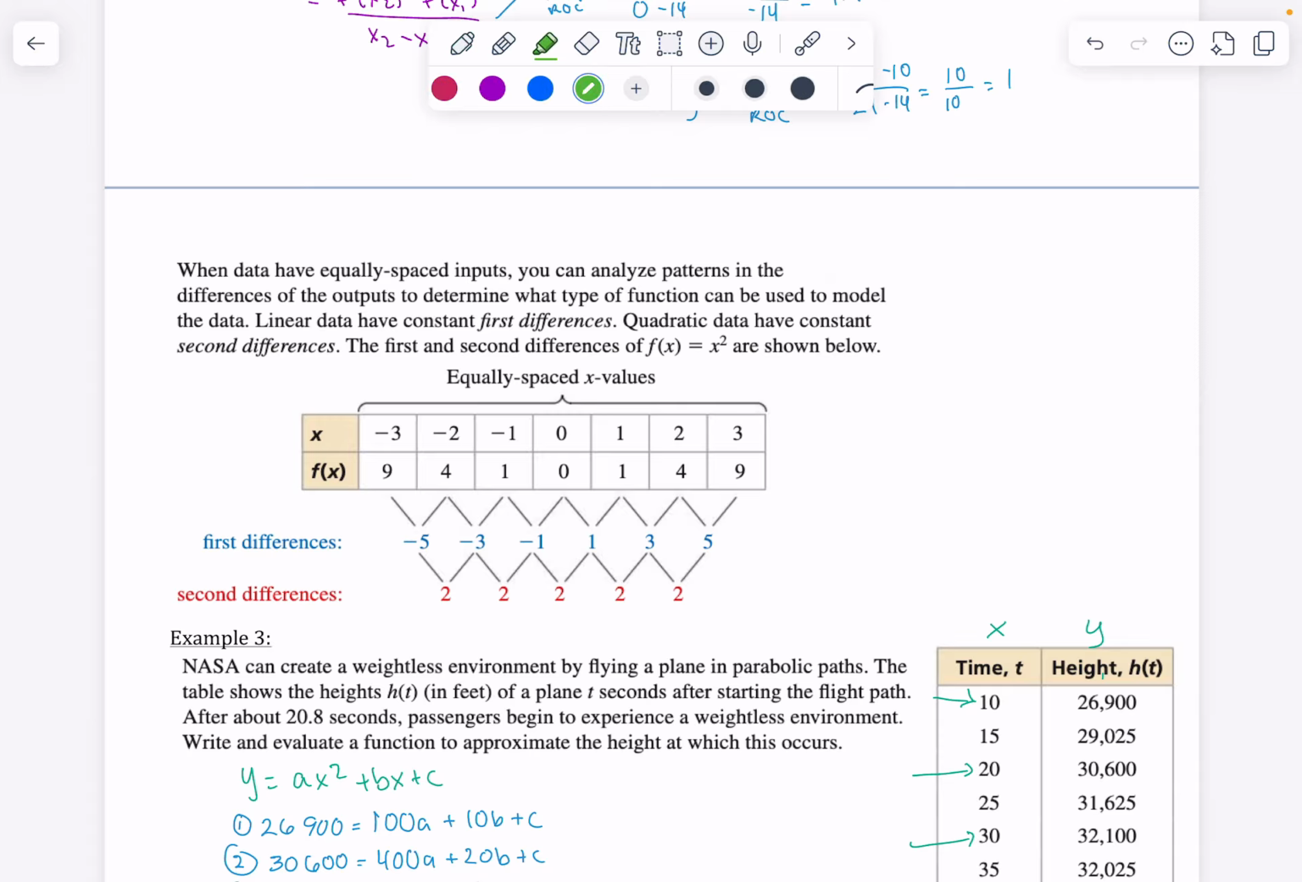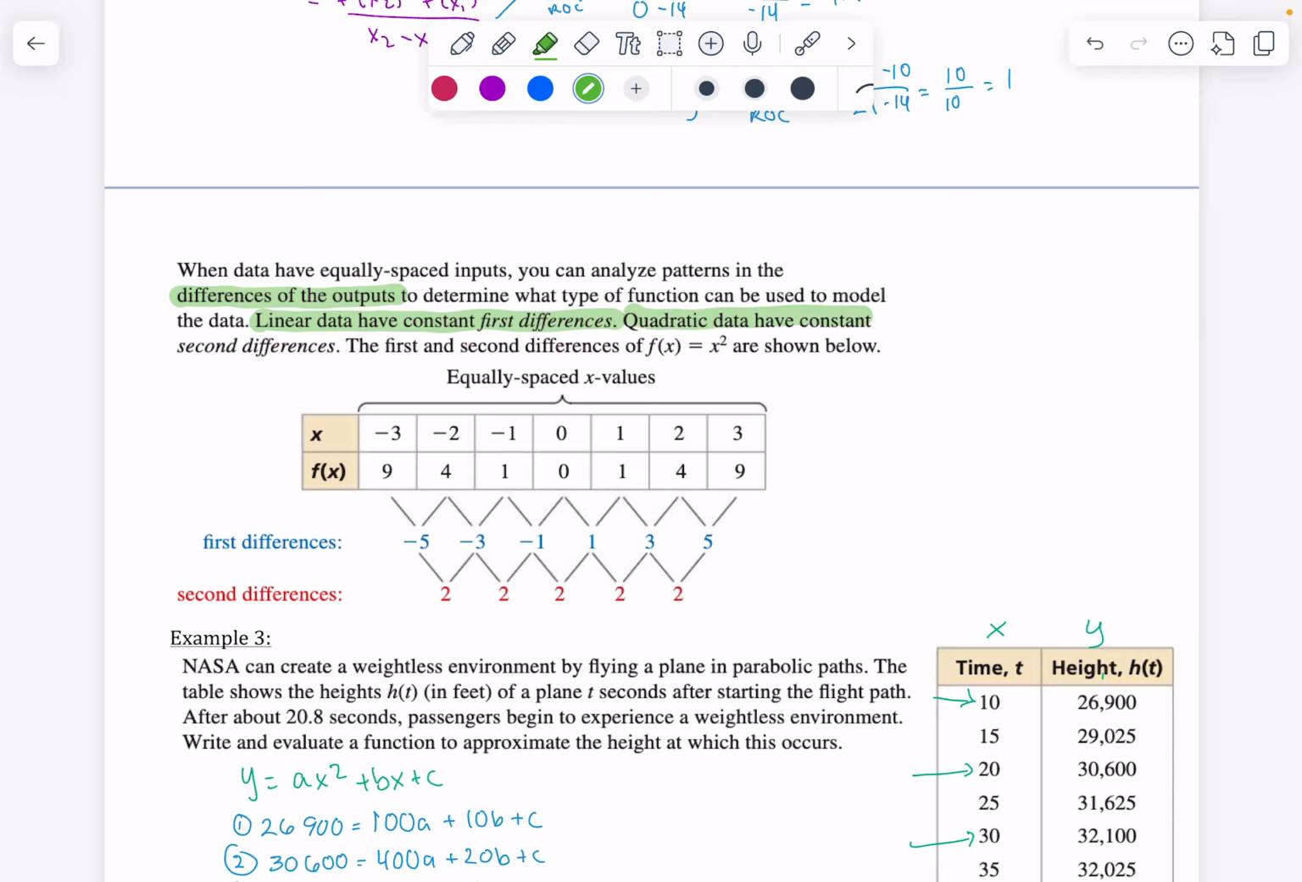So here's how. When data have equally spaced inputs, you can analyze patterns in the differences of the outputs to determine what type of function can be used to model the data. Linear data, so linear functions, have constant first differences, meaning when I subtract consecutive y values, I'm going to get the same number the first time around.